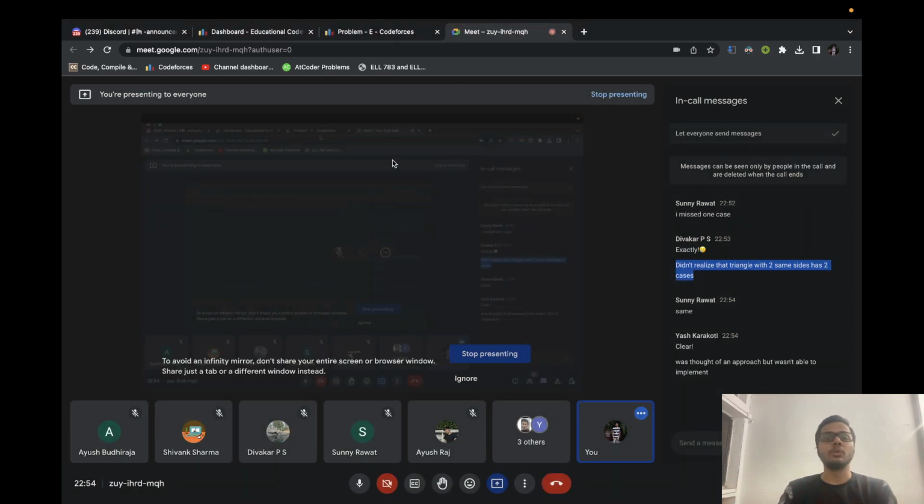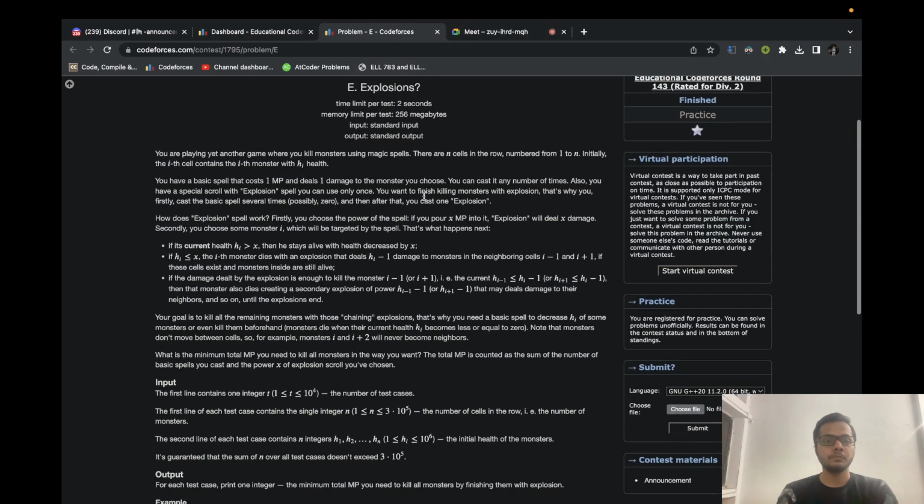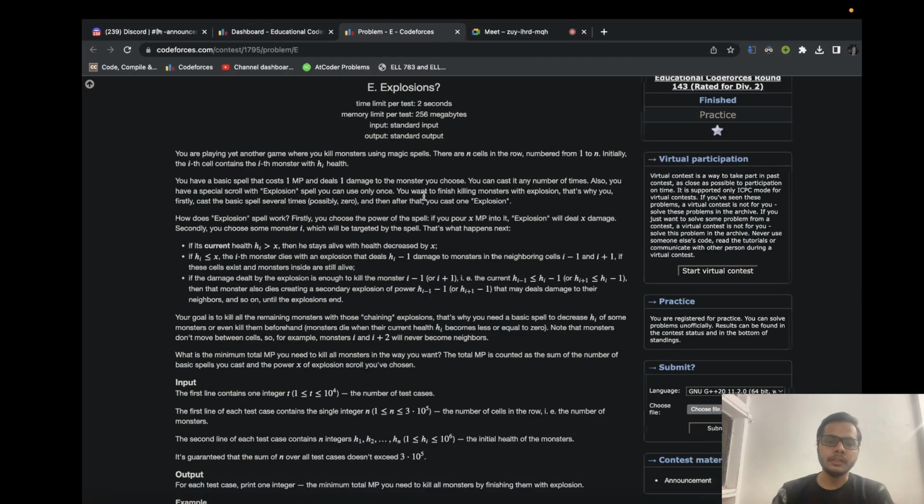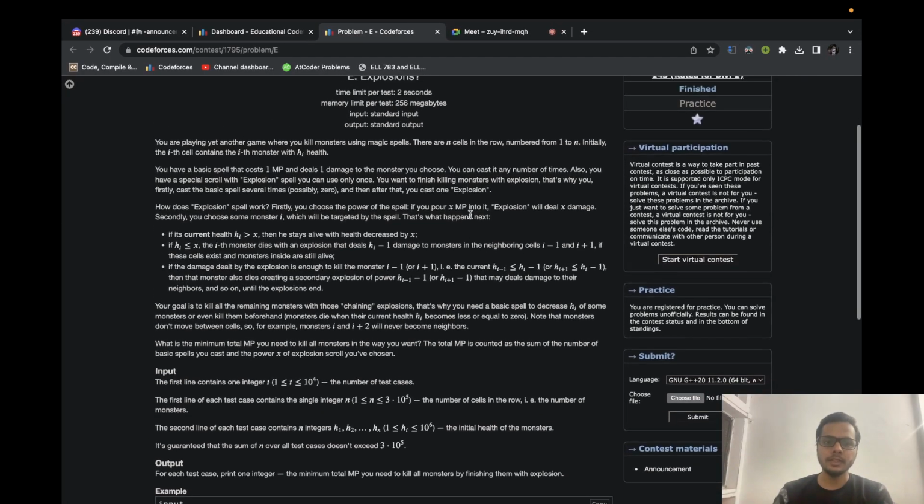All right, cool. So let's start with problem E now. So in this problem, again, the problem statement is quite big. So let me simplify it for you guys. So essentially, what this problem is saying is that you have an array, and this array denotes the health points of the n monsters that you have.